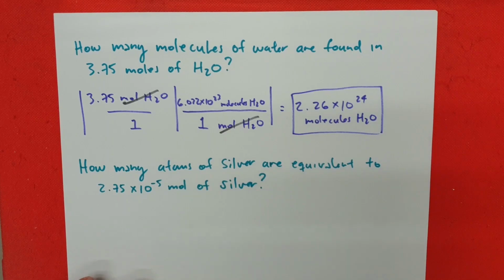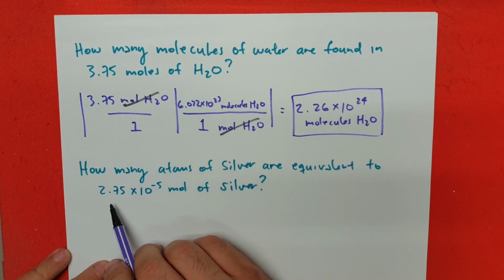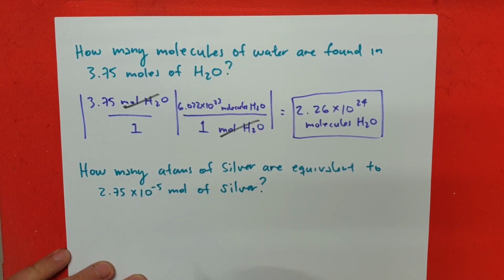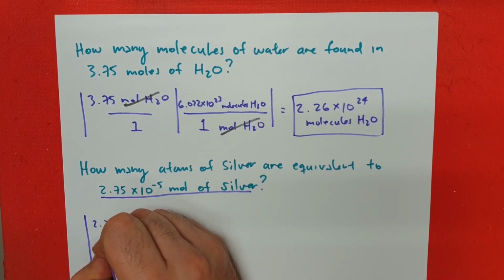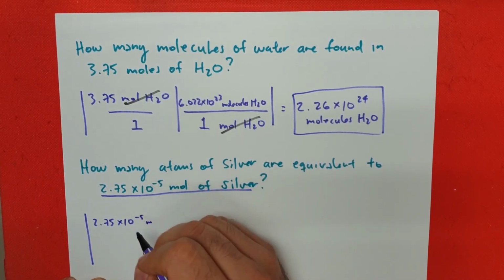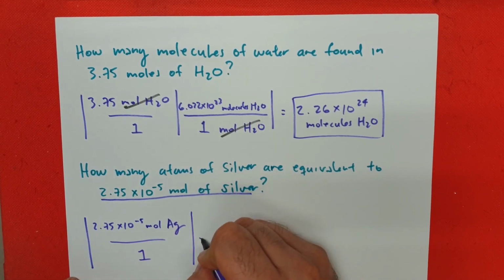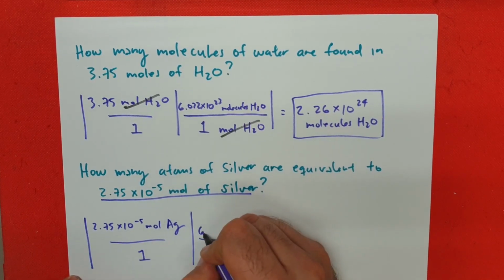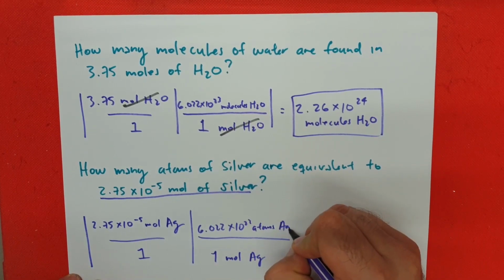The procedure is quite straightforward. We can look at it again. How many atoms of silver are equivalent to 2.75 times 10 to the negative 5th power moles of silver? So our given is this quantity, which we're going to write again, 2.75 times 10 to the negative 5th moles of silver over 1. And here, once again, we have Avogadro's number. 1 mole of silver is equivalent to 6.022 times 10 to the 23rd atoms of silver.